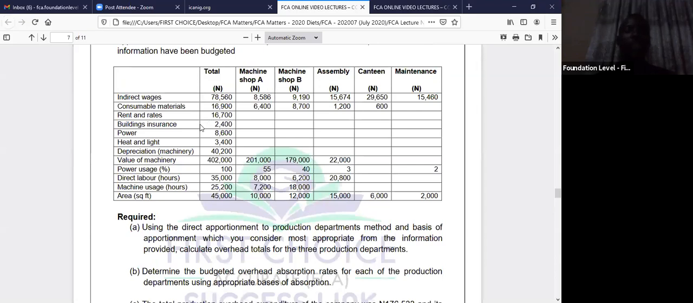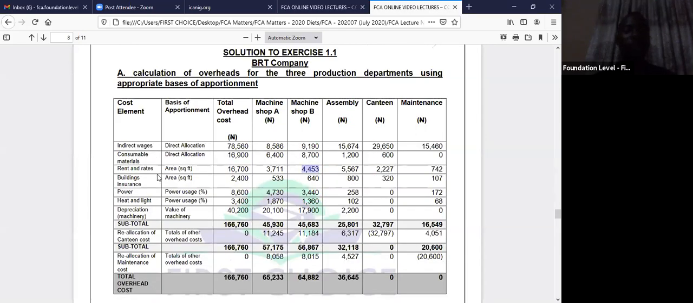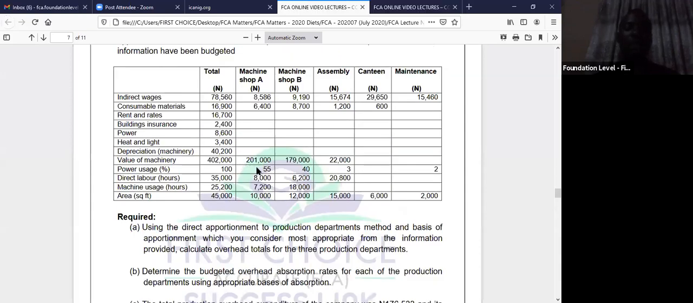Okay, now going to building and insurance. All you need to do is to look for the appropriate measure. We said square area. The same process you did in rent and rates, you apply it in building and you get your figures. Now, power. The basis of apportionment is power usage in percentage. This is 100. So you say 55 over 100, of course, that is 55%, multiplied by 8,600. So you are saying 55% of 8,600 should go for machine A.